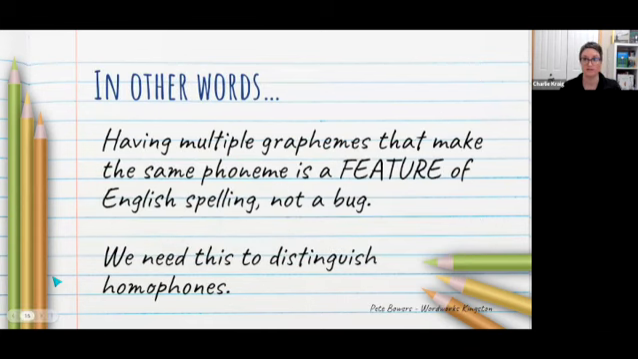In other words, having multiple graphemes that make the same phonemes is a feature of English spelling. It's not a bug or an error or something wacky. It's on purpose. We need to have graphemes that are making the same phonemes so we can distinguish homophones when we're reading. Otherwise, we're going to be in a hot mess.